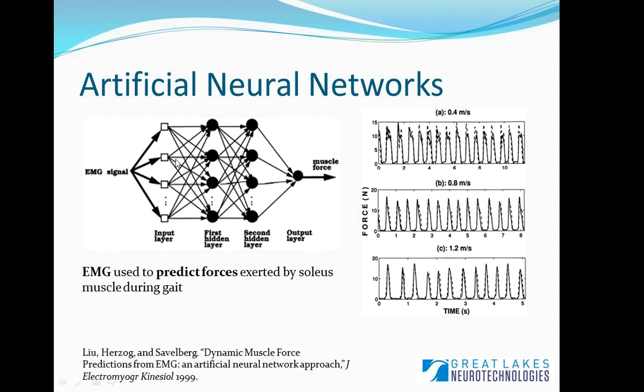So here's an example. If we have an EMG signal that produces a known muscle force, and we have a whole bunch of these, we can train this network to learn what types of EMG signals produce different muscle forces. And then later on, if we have a new EMG signal, we can use that and predict what type of muscle force would come from that. And this is an actual example from a published paper showing how an artificial neural network was used to do this.